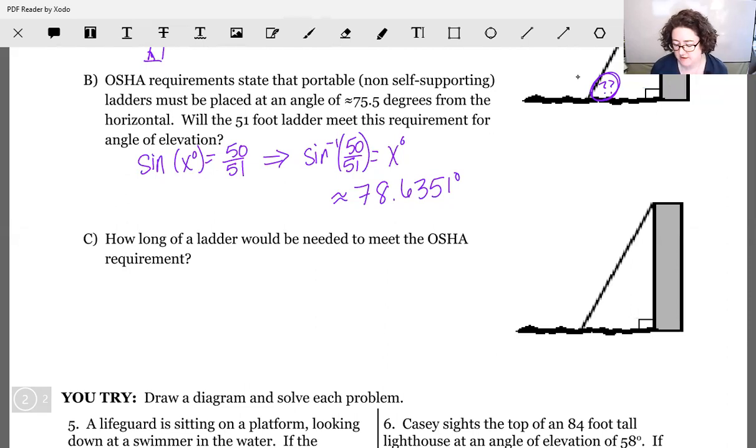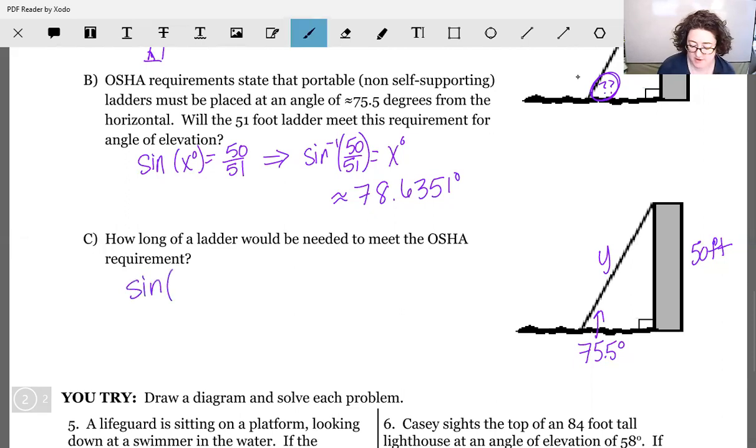So what we're going to do is change our diagram. We still have that we're trying to get to the top of 50 feet. Our angle needs to be, going back to our OSHA standards, 75.5 degrees. And we need to figure out the length of our ladder. Let's call this y so we're not using the same variable. So we're still going to set up a sine problem. So sine of our angle, 75.5 degrees, equals opposite over hypotenuse, 50 over y.